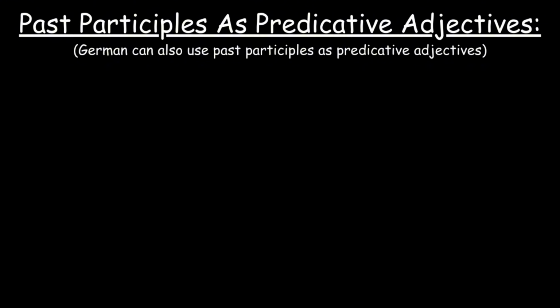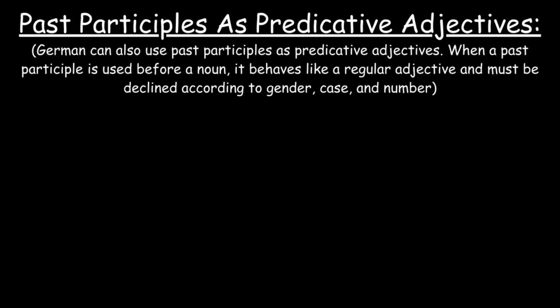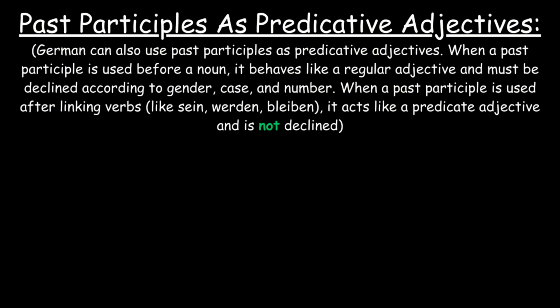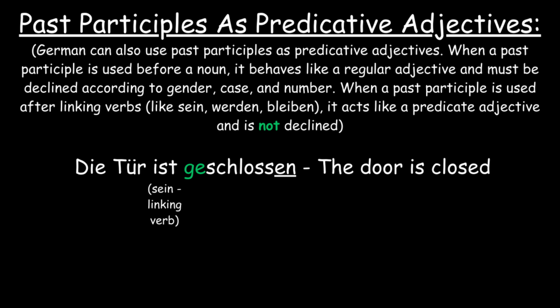Moreover, German can also use past participles as predicative adjectives, but it's important to understand the difference. When a past participle is used before a noun, it behaves like a regular adjective and must be declined according to gender, case, and number, which is what I showed previously. However, when a past participle is used after linking verbs like sein, werden, or bleiben, it acts like a predicate adjective and is not declined, like in the phrase Die Tür ist geschlossen.